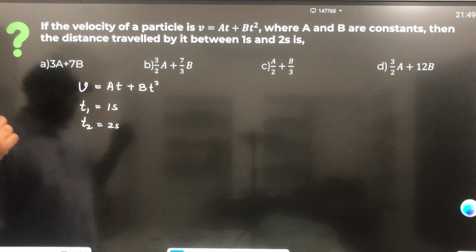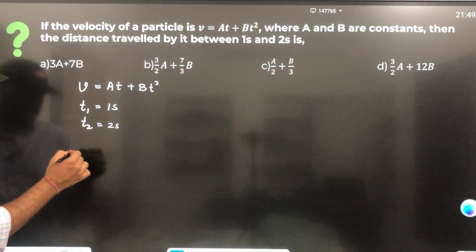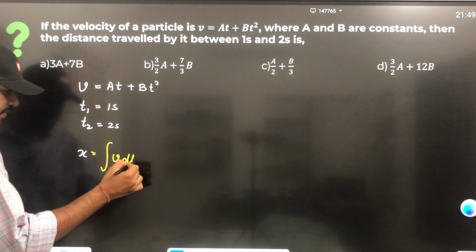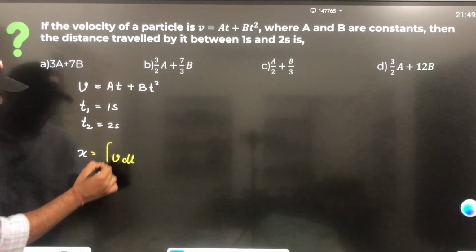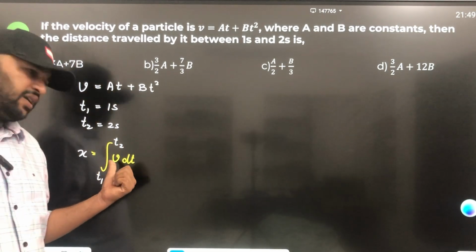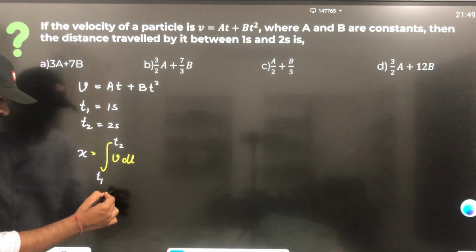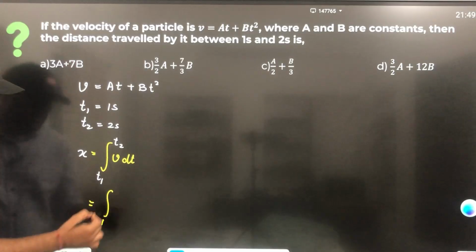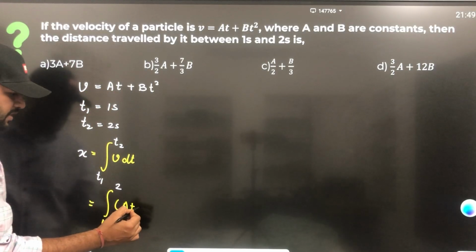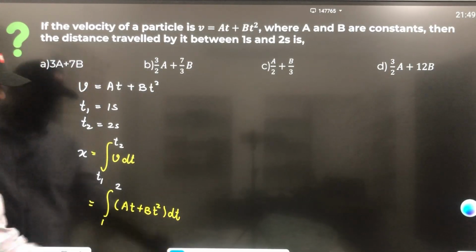In case you are given a velocity function and you have to figure out the displacement, x is nothing but the integration of v dt, while going from any time interval t1 to t2. I hope this is clear. So let's simply substitute v over here and figure out the value of x. So let me substitute here the integration. t1 is nothing but 1, t2 is nothing but 2. Velocity over here is at plus bt square, dt. I hope this is clear.